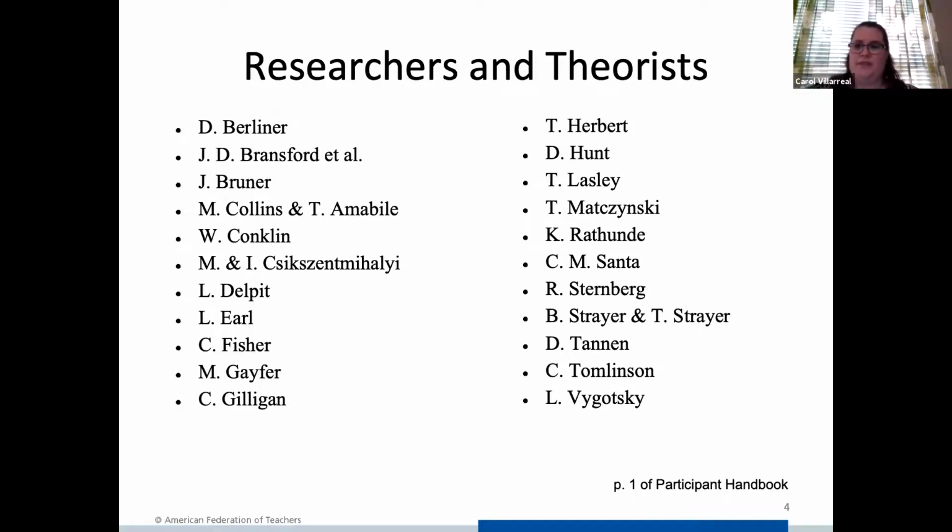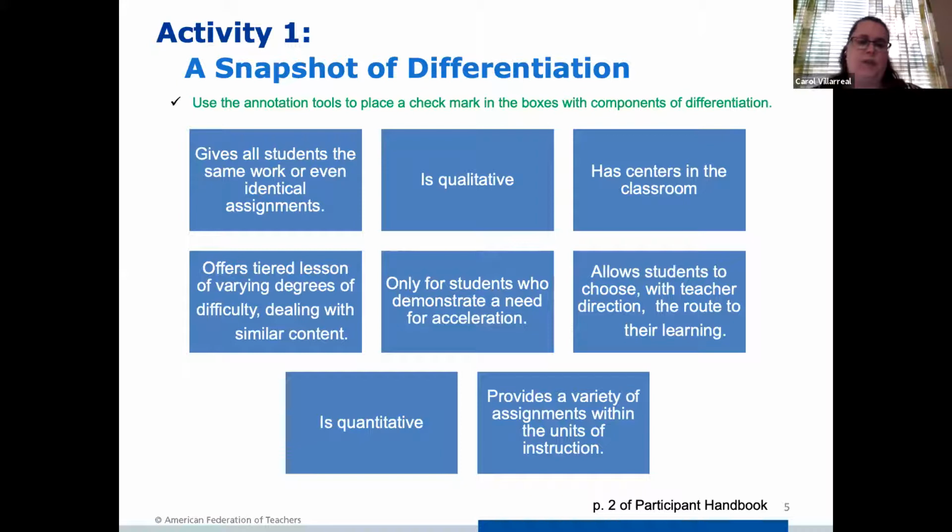So what is differentiation? Let's take a look. Using the annotation tools or in the chat, I want you to annotate and place a mark next to each box that has a component of differentiation from what you know so far. So when you look at these items on the screen, place a check mark or a heart or a star next to the boxes that are components of differentiation.